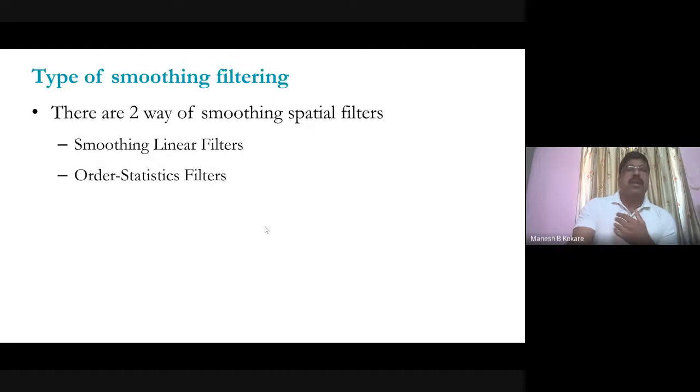Now this is nothing but low pass filtering. As I told you, there are two ways of removing noise using low pass filtering: one is the smoothing linear filter, and the other is the order statistic filter. This one is the linear filter, and this is the nonlinear filter. You can do low pass filtering both ways. I'll tell you the disadvantage of the linear filter and the advantage of the nonlinear filter in due course of time. But before that, let us look at how this averaging is done.